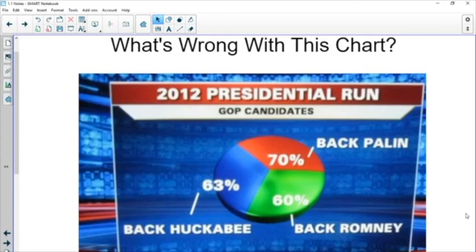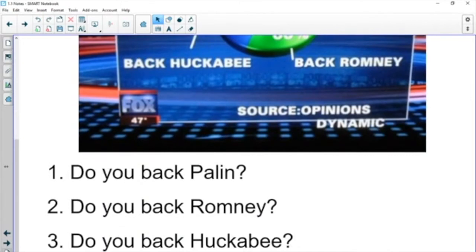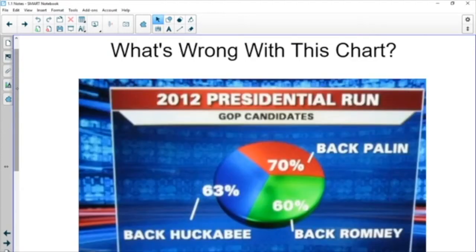My idea of what happened is that this was originally asked in a series of 3 different questions. Do you back Palin? Do you back Romney? Do you back Huckabee? And those were asked as yes or no questions, as opposed to a question on which of the 3 candidates do you prefer. So the mistake here isn't so much that the percentages don't add up, it's that they're using the wrong chart entirely. You don't want to use a pie chart for something like this.